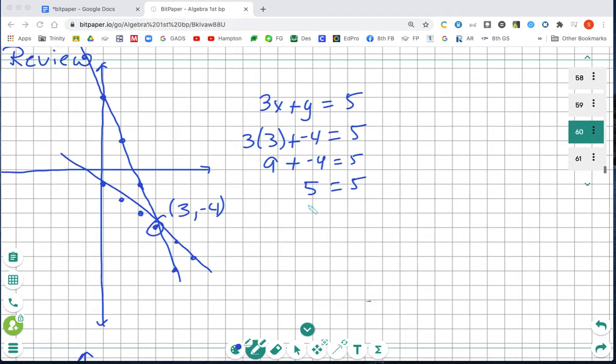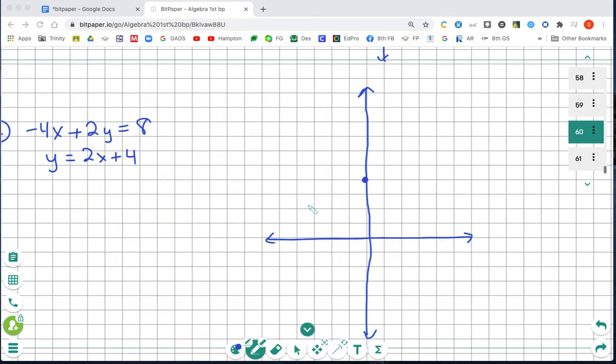Second equation is going to be negative 1 times x minus y is equal to 1. So negative 1 times 3 minus negative 4 is equal to 1. Negative 3, keep, change, change, plus 4 is equal to 1. So both of them work.